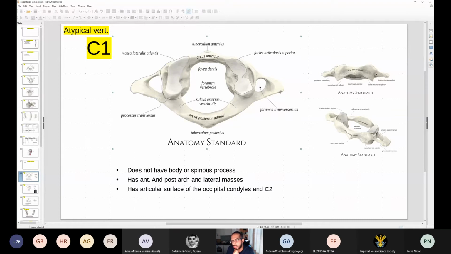On here, this is an axial view, and this is a lateral, a coronal view, and this is an oblique view, essentially showing the same structures. So this is the posterior arch, this is the anterior arch, this is the transverse process on both sides, transverse foramen. This is the articular facet superiorly, articulating with the occiput.